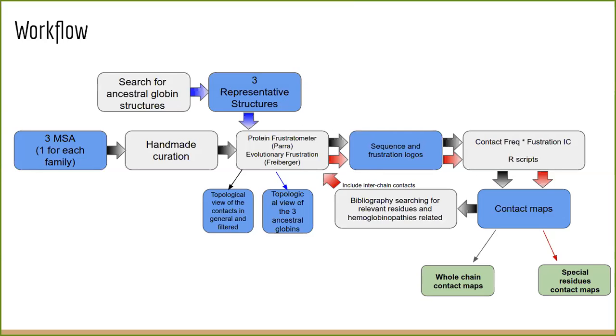On the other hand, we searched for theoretical and resurrected globins, frustrated them and compared their structural distribution of frustrated contacts with the extant ones, finding similarities with each correspondent set.